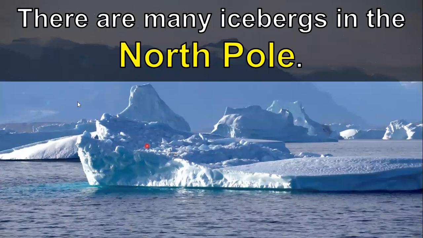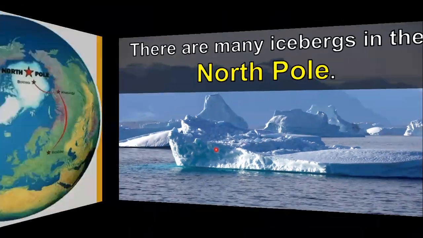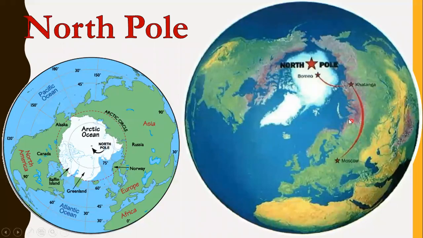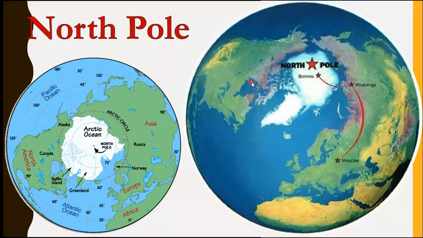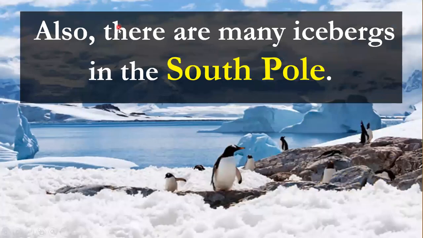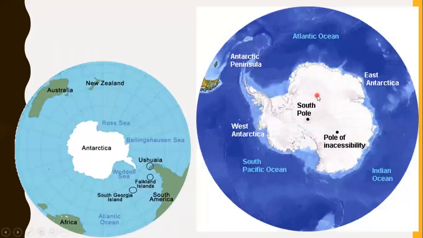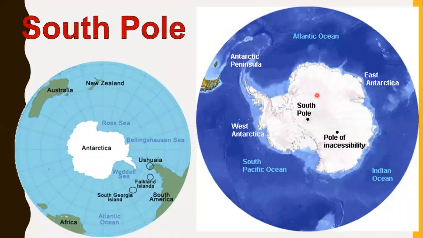Okay, there are many icebergs in the North Pole. We have in our world two poles, the North Pole and South Pole. You can find it here on the map. Also, there are many icebergs in the South Pole as well. You can find it here also on the map.